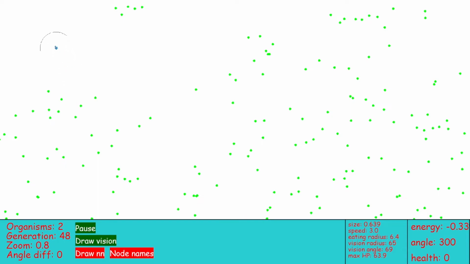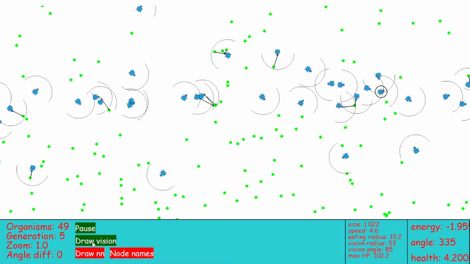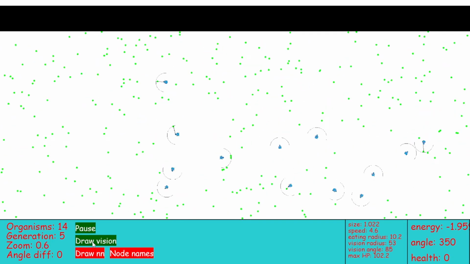Evolution in real life and also evolution implemented in this simulation tries to find a balance between the trade-offs, which is really interesting to see. That's most of the important stuff of this simulation, and then I also made some extra features, such as turning on and off the vision lines, and also zooming in and out of the map. We can also select organisms by clicking on them to see their statistics.